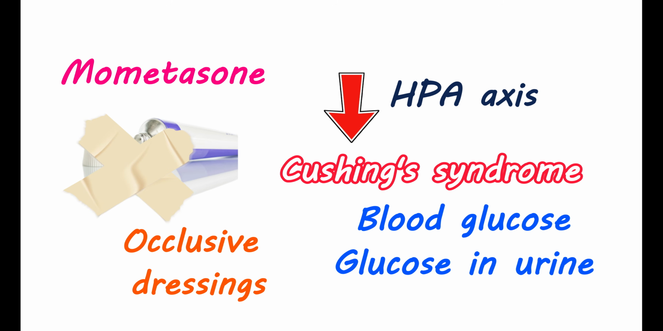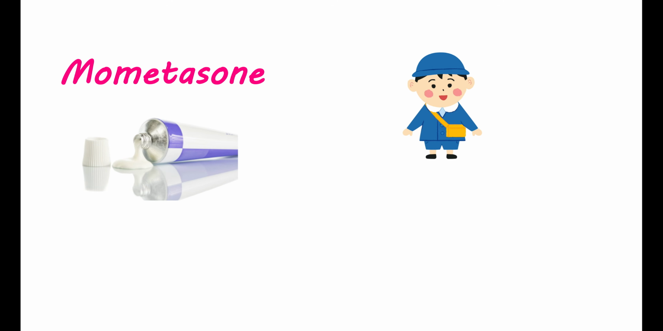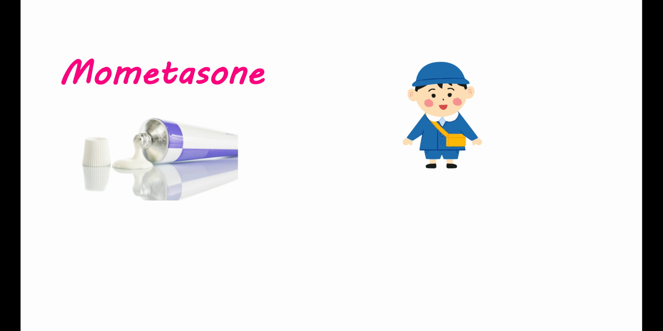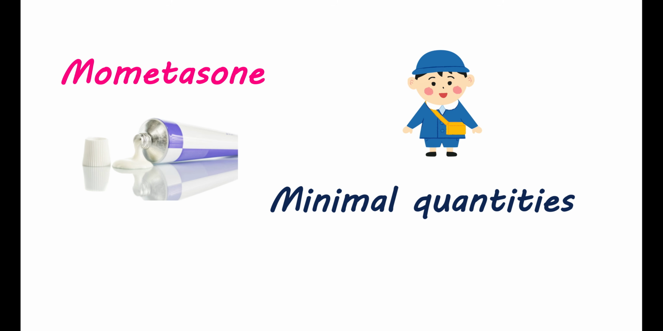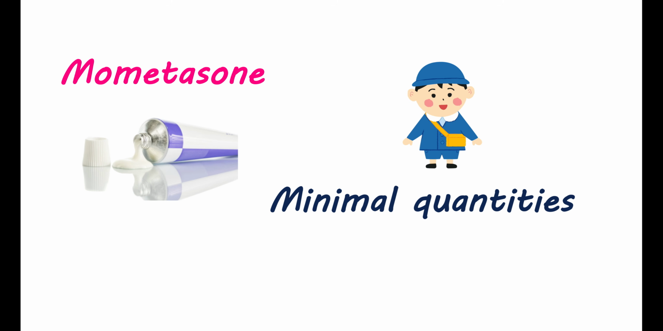systemic exposure. When Mometasone is used for children, it should always be used in very minimal quantities. The systemic toxicity may be more pronounced in children, as their skin is more sensitive and more permeable. Even accidental consumption of this medication will be more in the children. Therefore, it shouldn't be used for more than 3 weeks in children.